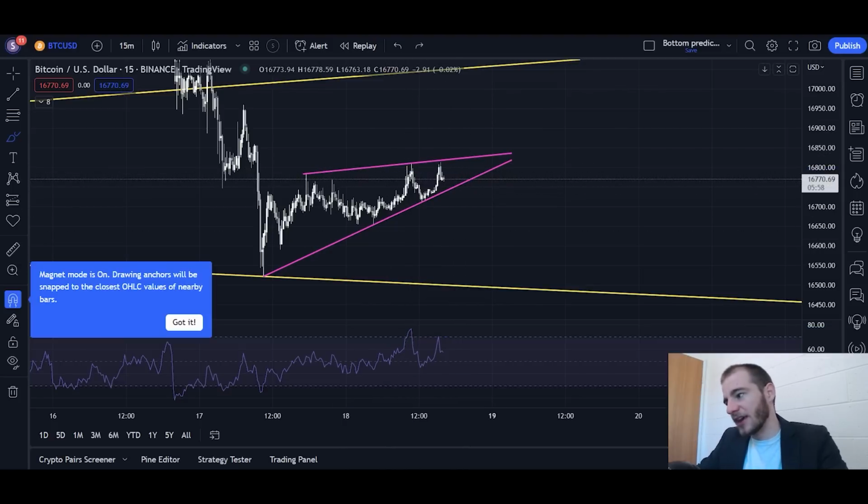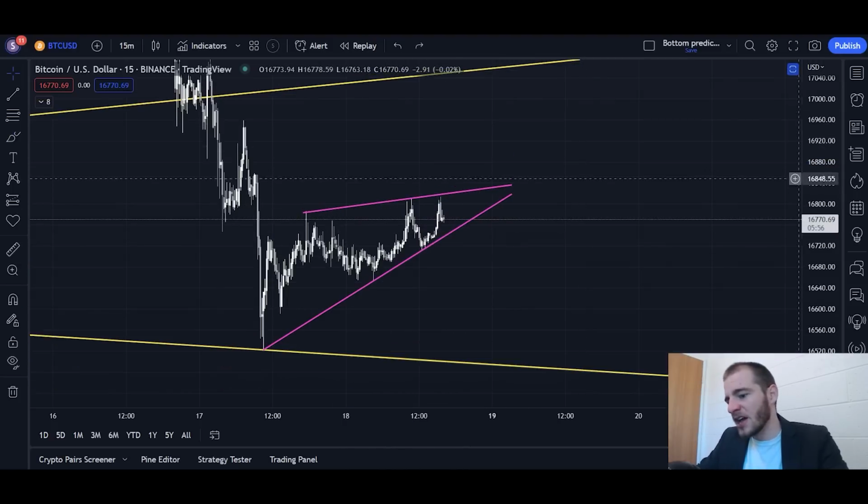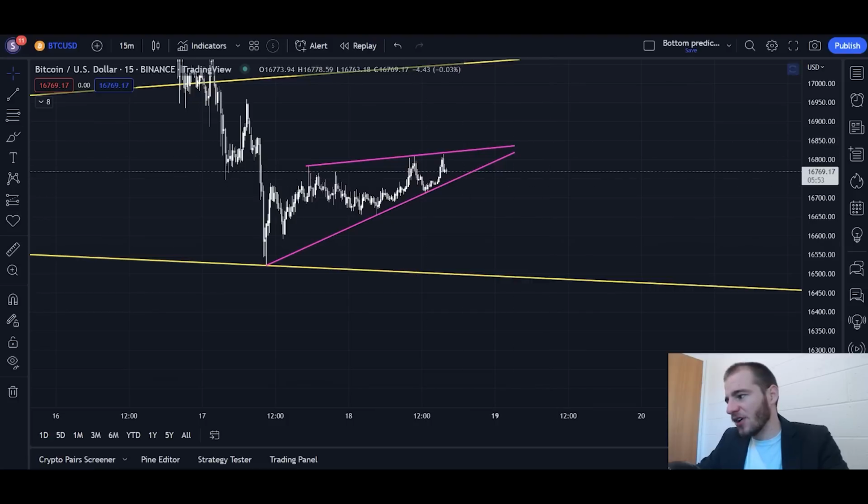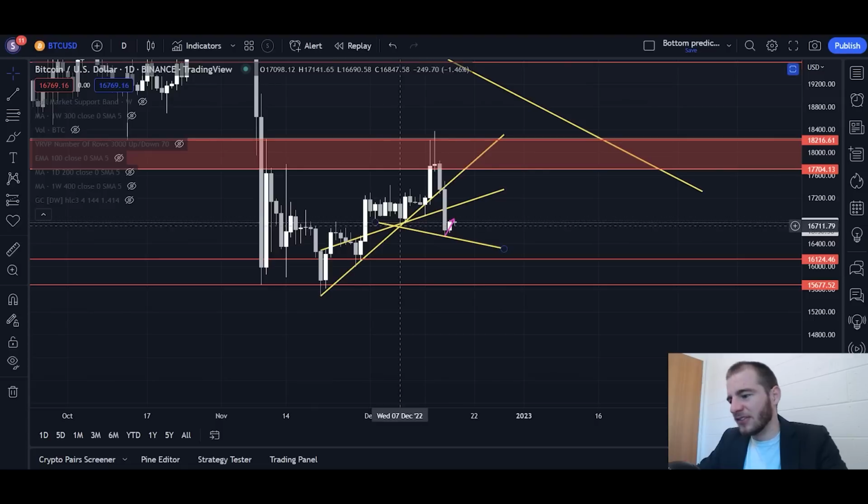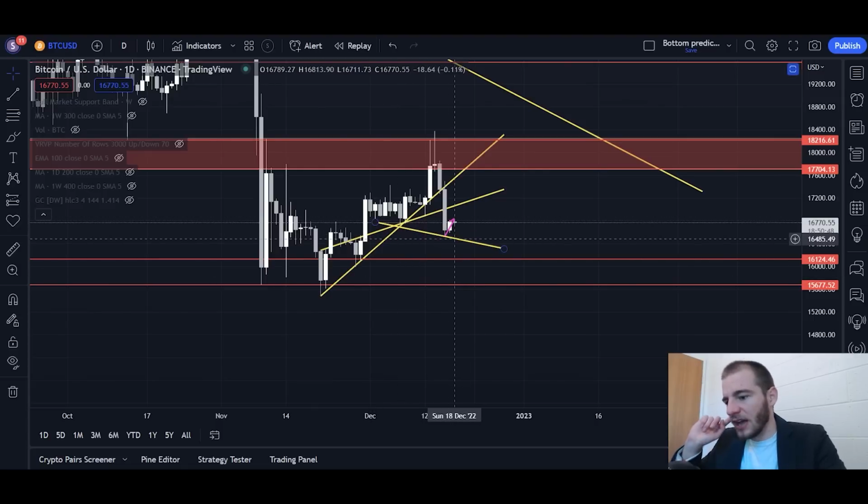So I'm not expecting a break to the upside in the ultra short term here. I will be expecting a break to the downside. And I will ultimately be expecting Bitcoin to retest this yellow line for support that it tested just a while ago. So ultimately, I think Bitcoin's going to go down again into that lower 16K region and test that yellow line for support.